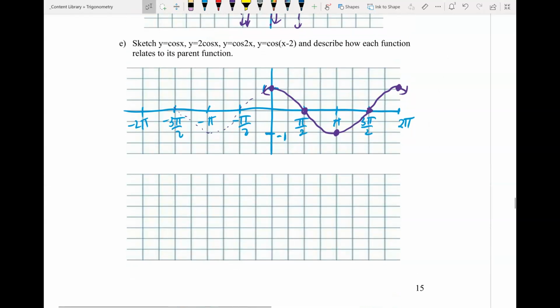So I'm going to draw the next one then, which is y equals 2 cos x. The difference between y equals cos x and y equals 2 cos x is your amplitude changed to 2, which means we're stretching the graph by a factor of 2. Again, I'm going to draw my x and y axes first.